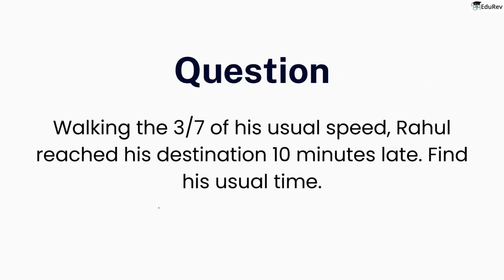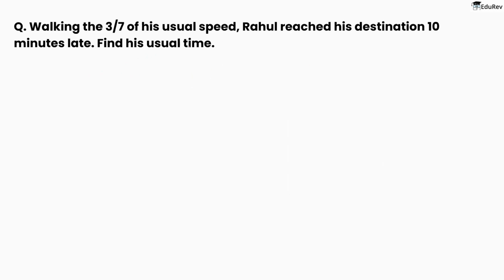Let's solve another one. Question. Walking at 3 by 7 of his usual speed, Rahul reached his destination 10 minutes late. Find his usual time. At times, basic logic can help you solve questions quickly. So, distance is equal to speed into time. Let's take distance as d, his usual speed as s, and usual time as t. So d will be equal to s into t.